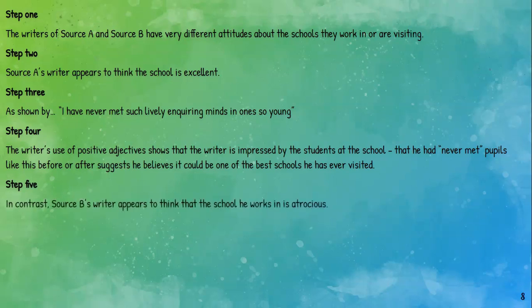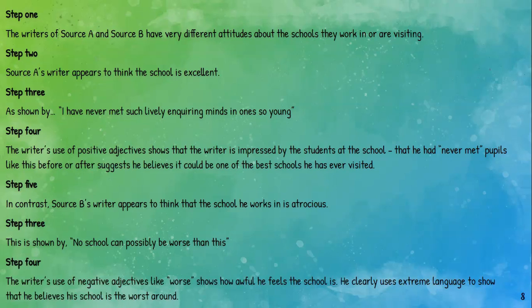Step 5, in contrast, source B's writer appears to think that the school he works in is atrocious. Back to step 3, this is shown by "no school can possibly be worse than this." And then step 4, the writer's use of negative adjectives like "worse" shows how awful he feels the school is. He clearly uses extreme language to show that he believes his school is the worst around. You can tie that paragraph up by saying this shows how the writer of source A really believes that it's a great place and the writer of source B thinks it's an awful place. That's up to you. You need to do 2 paragraphs like this at least because it's worth 16 marks. So you're deeply looking at the language and the perspectives.